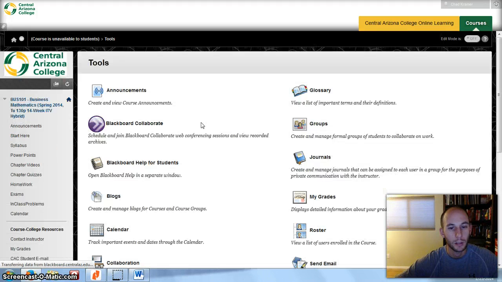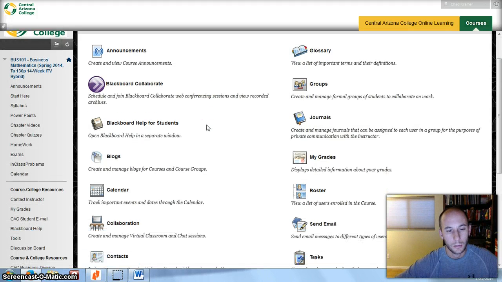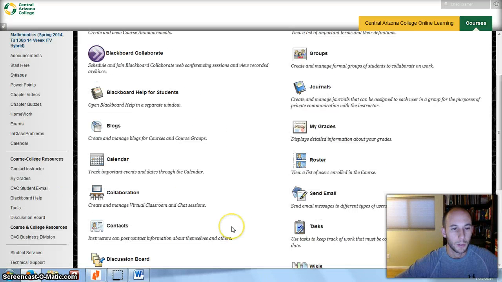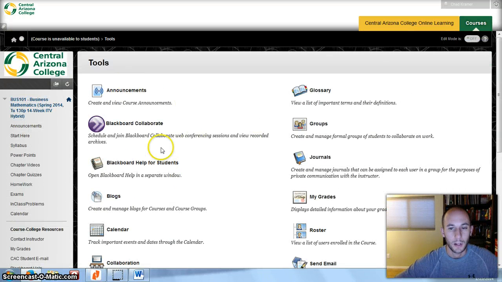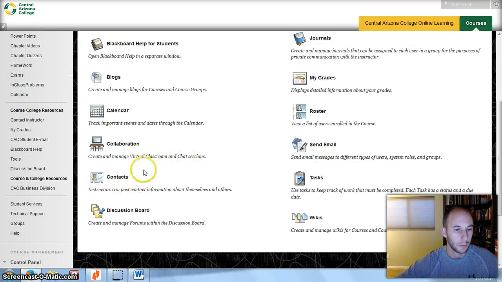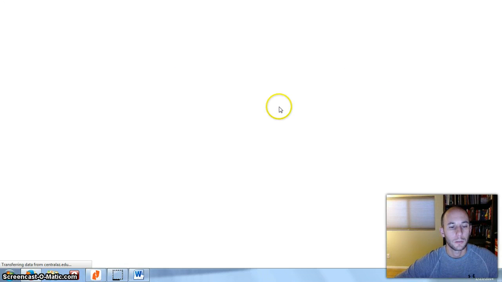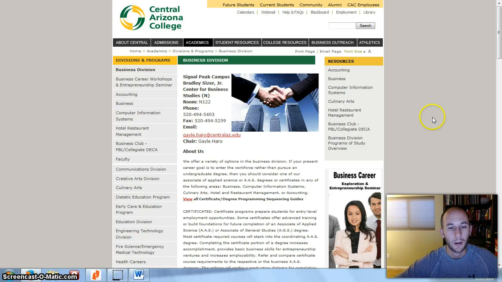Under tools here, there's quite a bit that you can use. Your email button will be a big one. Some of the announcements are just kind of a catch-all for your things here. The business division website is full of information about all the programs that we offer. Anybody you need to talk to.